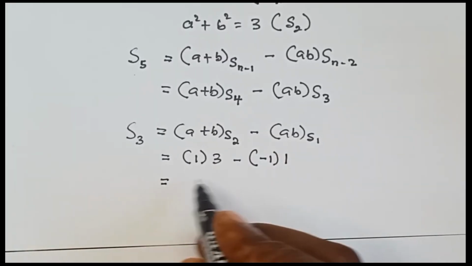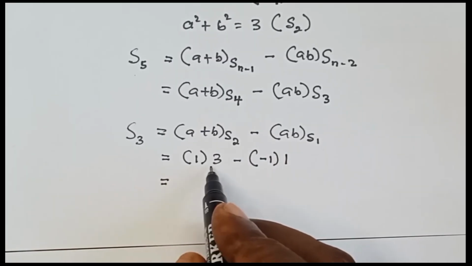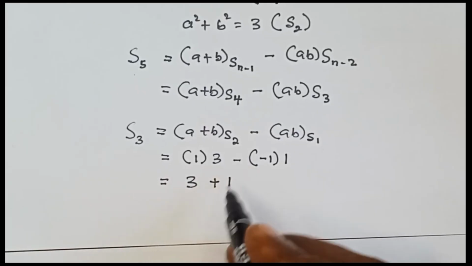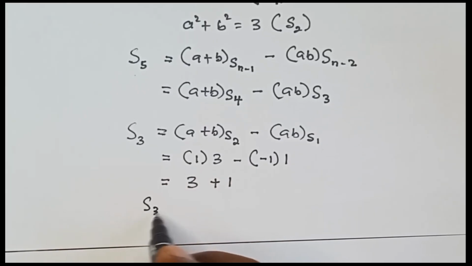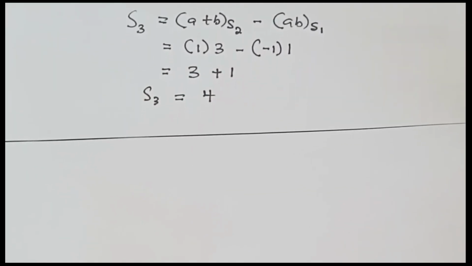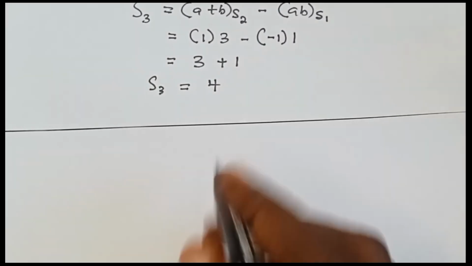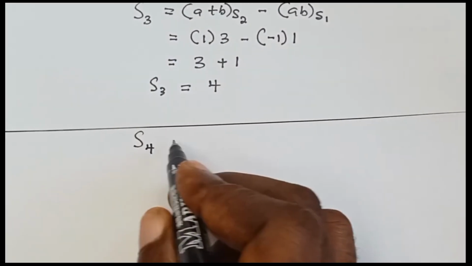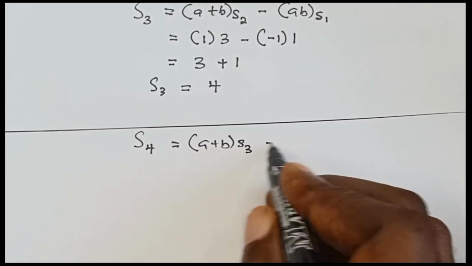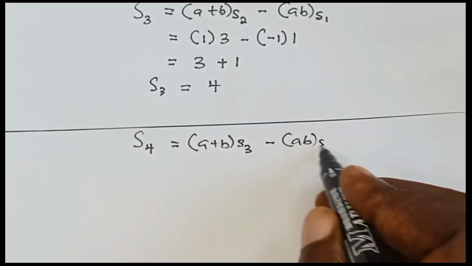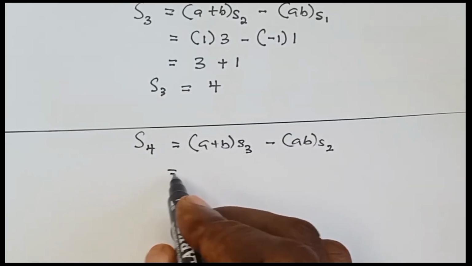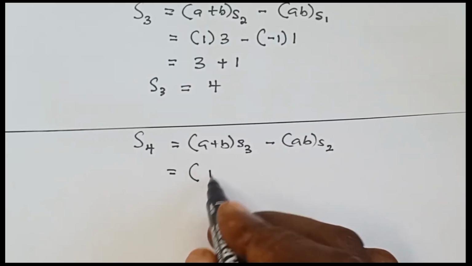Okay, so finally we have 1 times 3 is 3, and this will give us plus 1. So it means S3 will give us 4. Okay, now let's look for our S4. Now S4 is also (a plus b) S3 minus ab S2. Okay, using the recurrence formula. All right, so what is our a plus b? a plus b is 1.